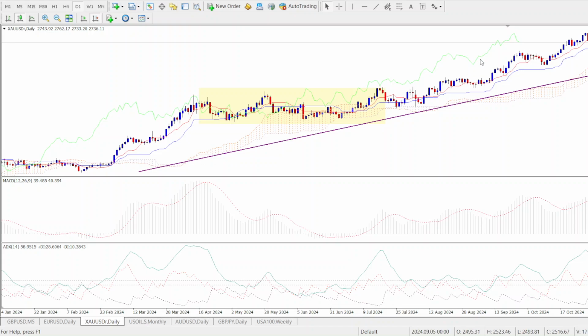And then we can see that the Kumo cloud was also rising gently. It was creating a gentle upward rising slope. And then we can see that price was bouncing off the Kumo cloud, which was serving as a dynamic support. So in that case, it helps us identify that this is a valid bullish trend, and then you can enter buy trades accordingly.